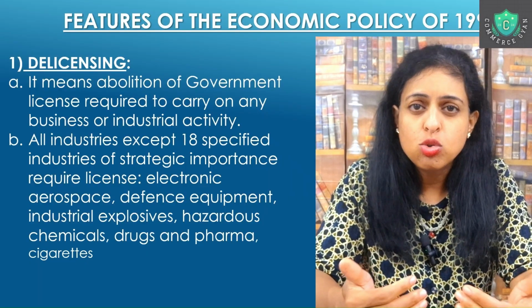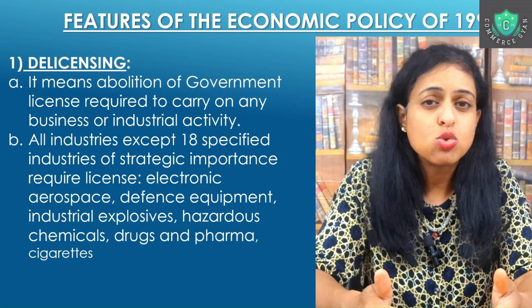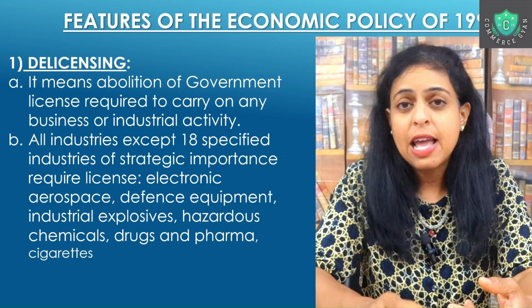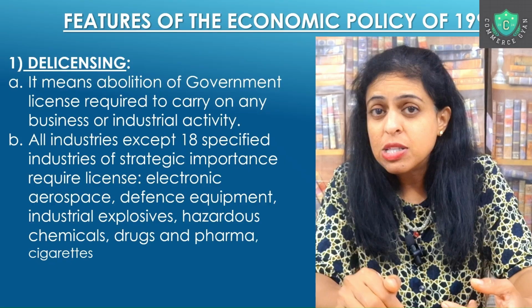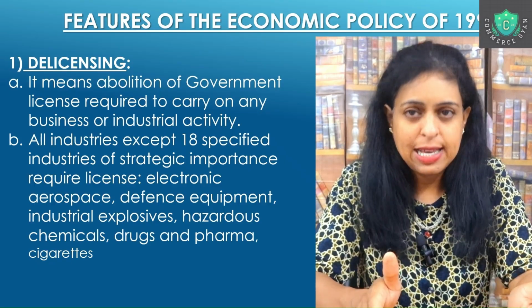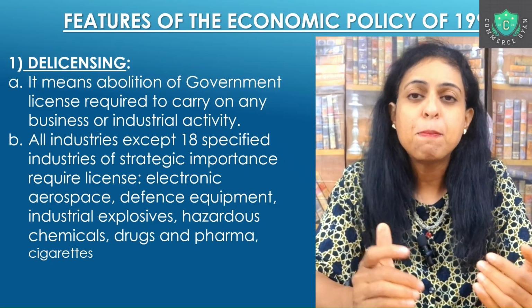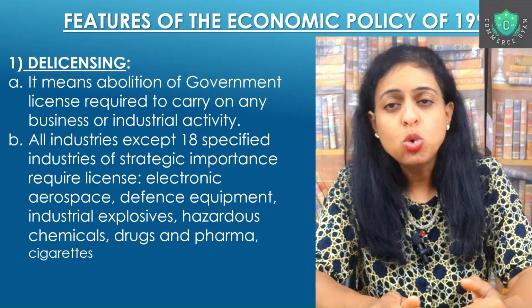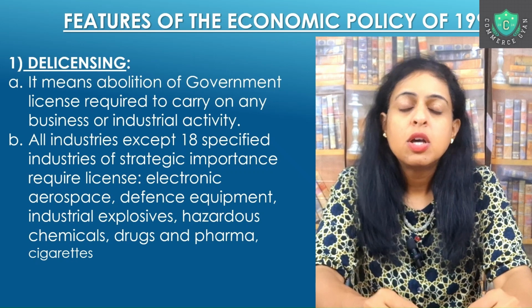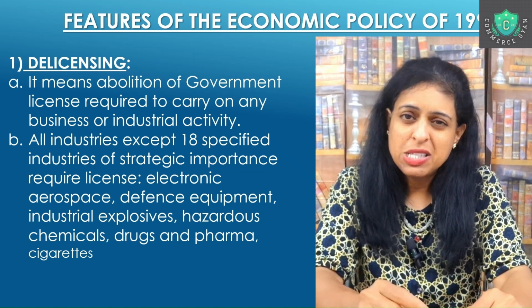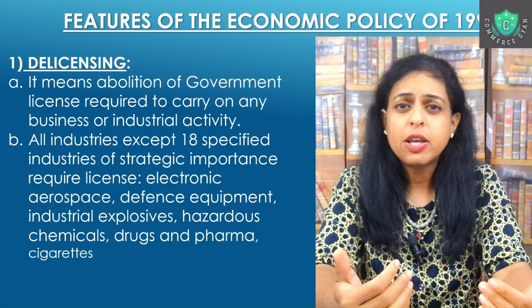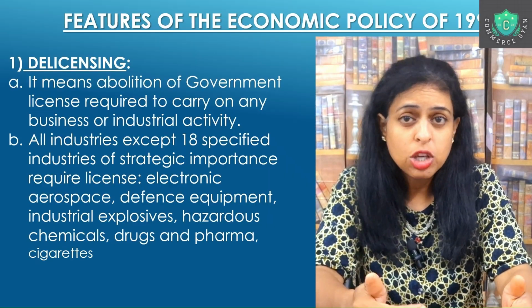So if you want to start a restaurant, a food facility center, or you're selling food products, then what is issued from the government side is called a food license. It's a permit, a permission given by the government to allow you to supply food. So delicensing was specific in terms of not having the requirement of government authorities to give you licenses.